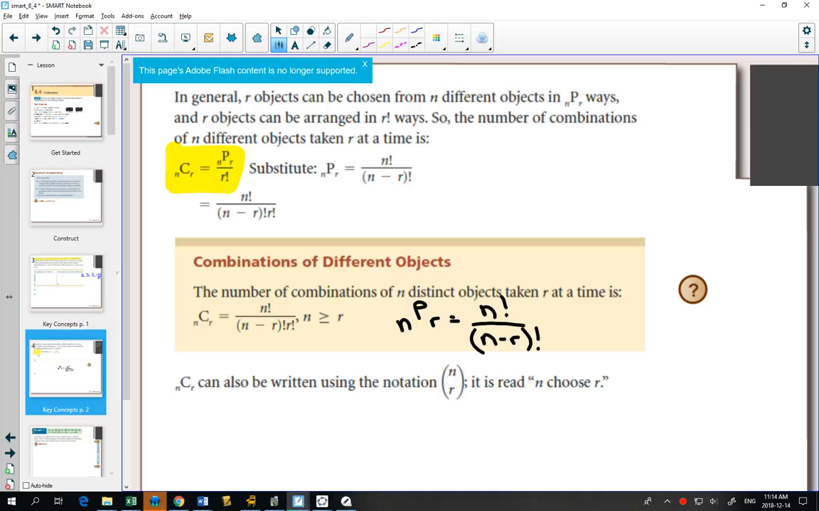And you know how we hardly use the NPR formula? Because we could do things with spaces instead. With combinations, we use the formula a lot. For this year, the notation that we generally use is this NCR. Next year in your IB course, you will use this notation more with an N and an R in brackets. Kind of looks like a fraction, but there's no line in between.